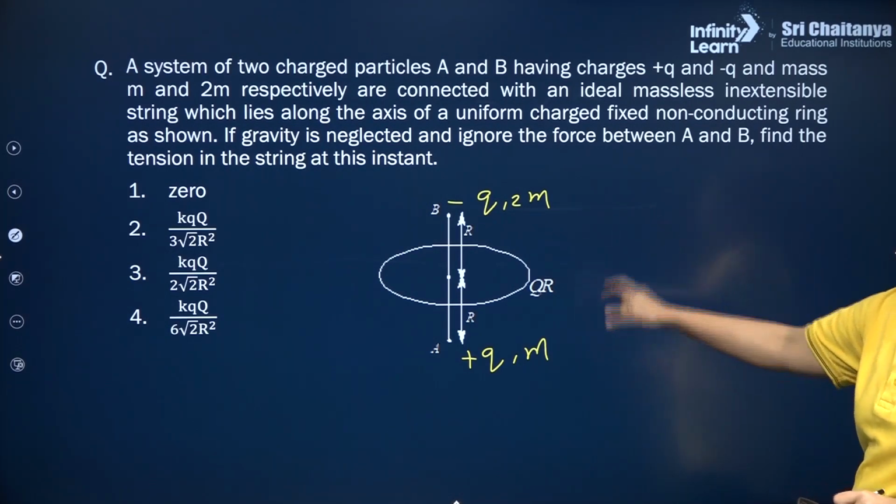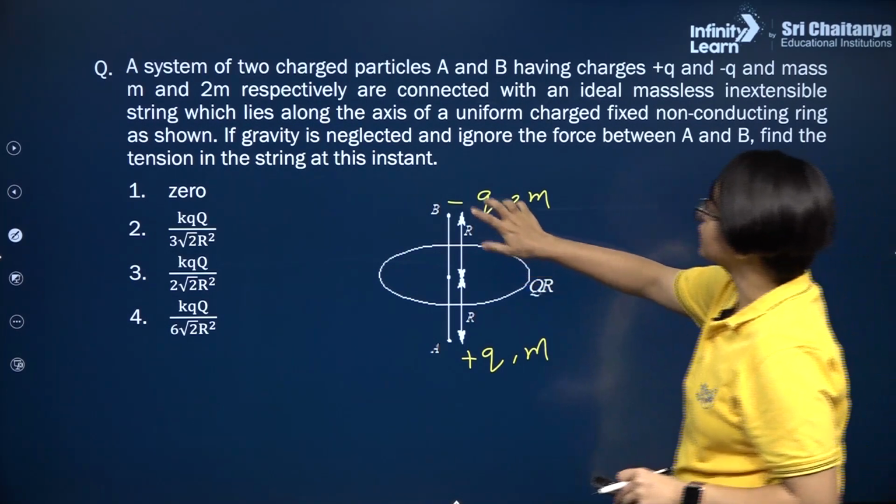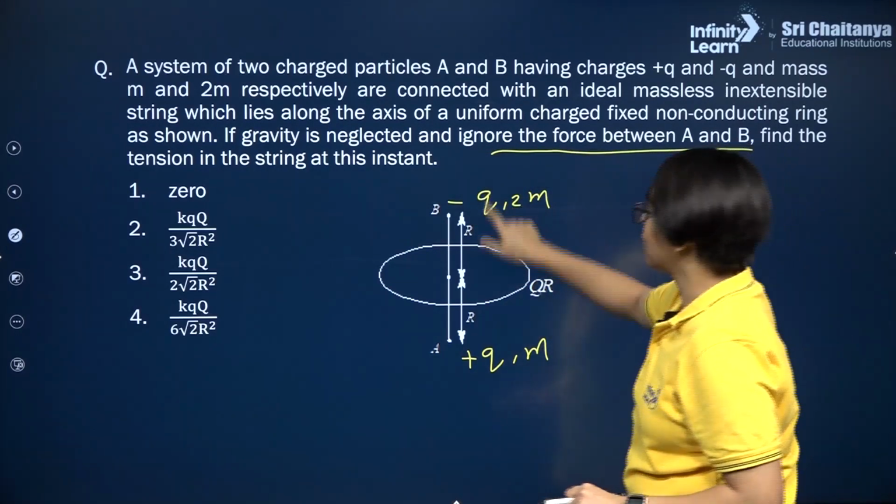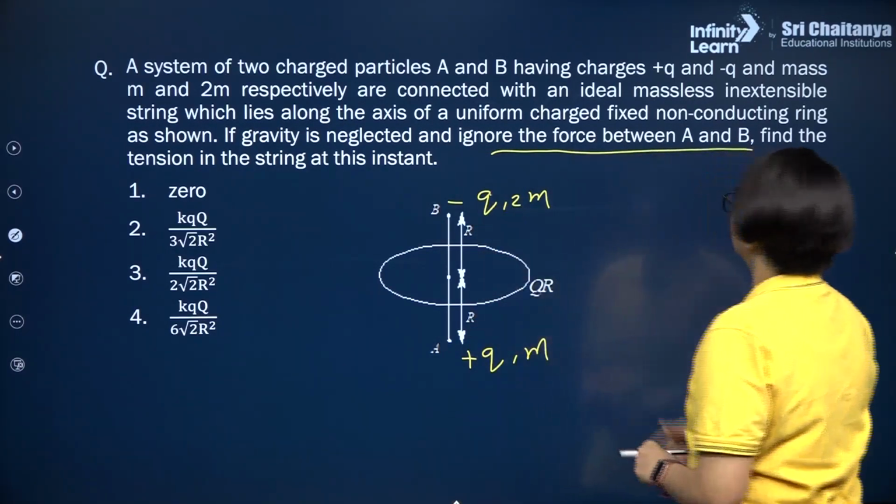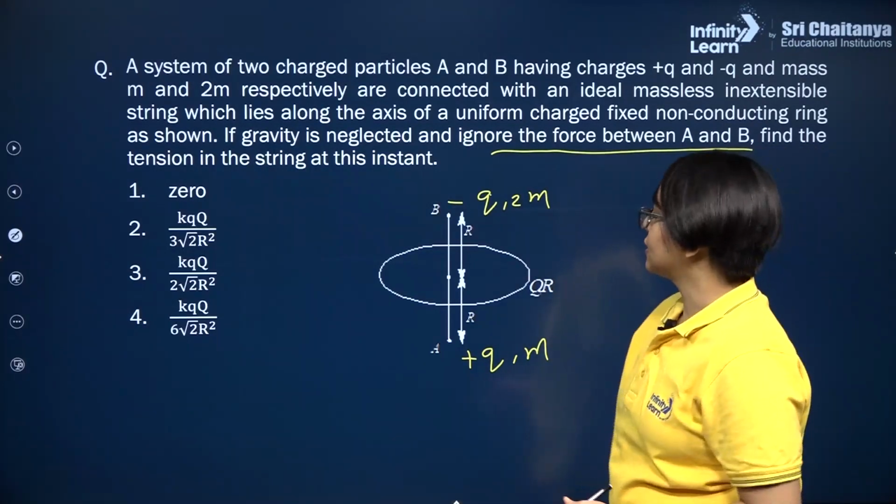If gravity is neglected, we do not have to consider the mg force, and ignore the force between A and B. We do not have to consider the electric force between A and B. Find the tension in the string at that instant.